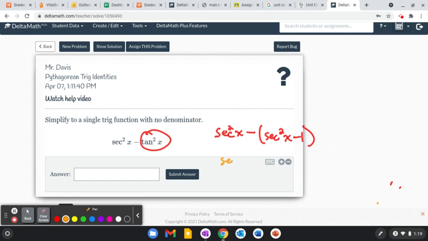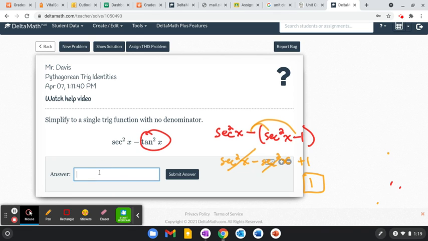It becomes secant squared x minus secant squared x minus 1. Obviously, secant squared minus secant squared does cancel, so it leaves you with, and actually, sorry, this is plus 1 because we distribute the negative symbol. So all we're left with is just 1. 1 is the only thing left. So we got it to a single, in this case not a trig function, but it's even better. It's just a single number, and that is 1. So we're just going to type in 1.